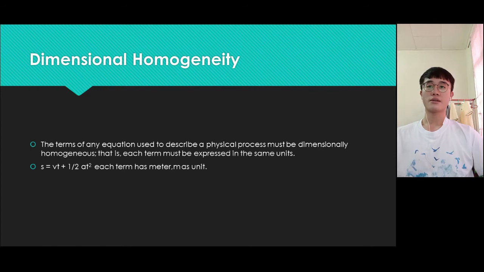Now let us discuss dimensional homogeneity. Every term of any equation used to describe a physical process must be dimensionally homogeneous, that is, the terms must be expressed in the same unit. For example, the equation of motion here shows us that each term has the meter as the unit.